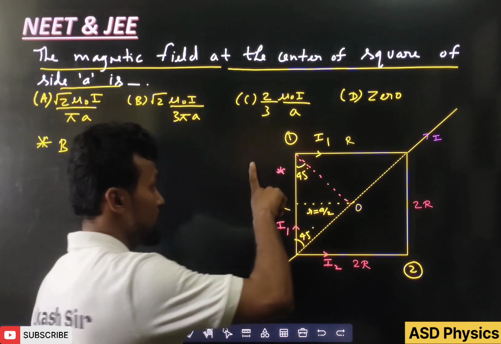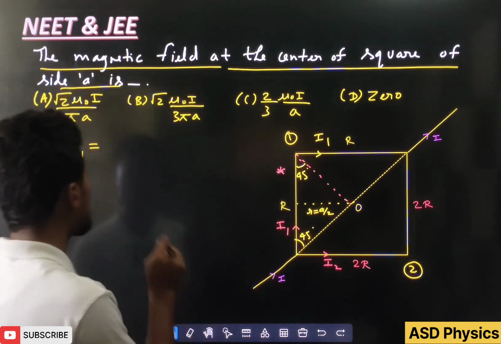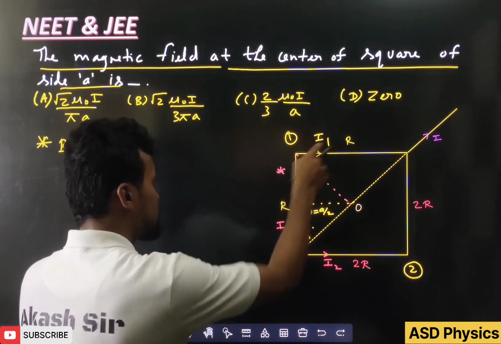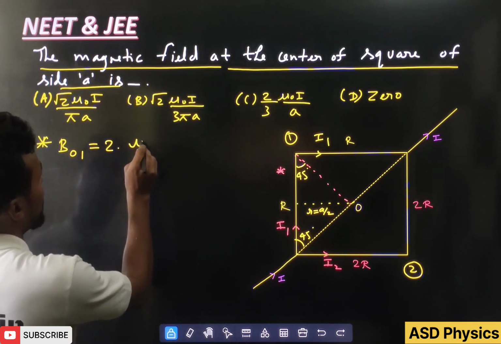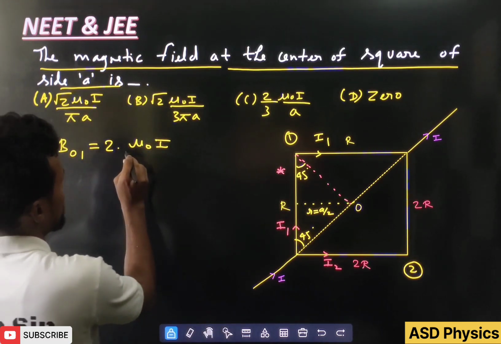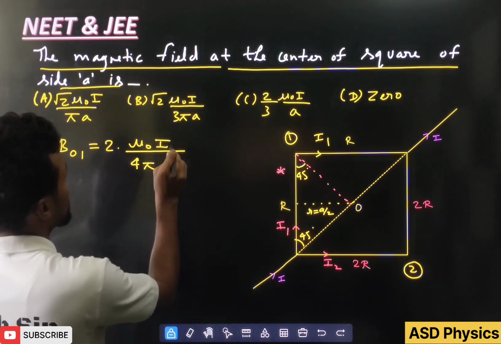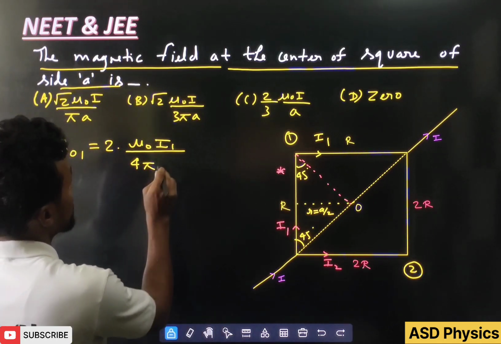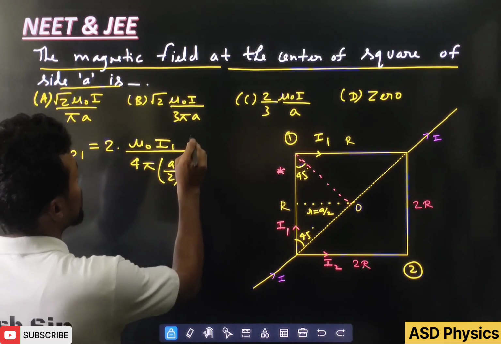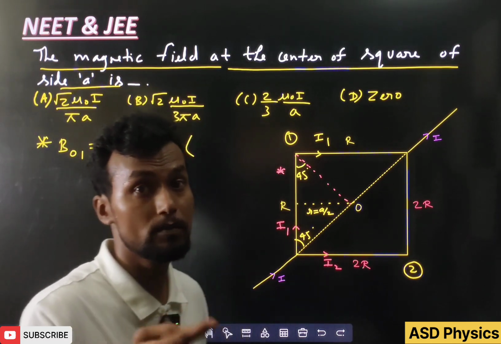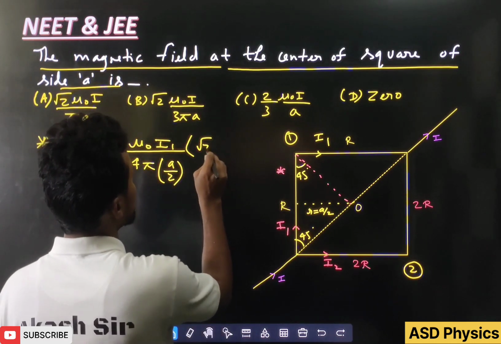So if I write here the magnetic field at point O due to section 1, how many wires are there? This wire and this wire, that means 2 times. Again the formula: mu naught I by 4 pi r (cos theta plus cos phi). Current is I1, so mu naught I1 by 4 pi A by 2 (cos 45 plus cos 45). We know 1 by root 2 plus 1 by root 2 will become 2 by root 2, and we can write root 2.